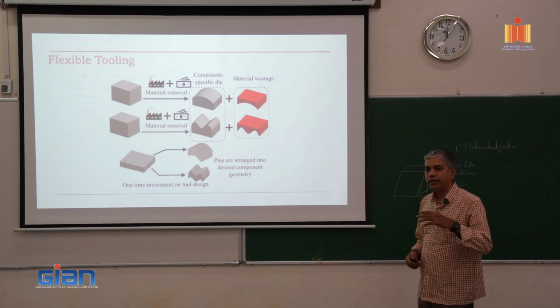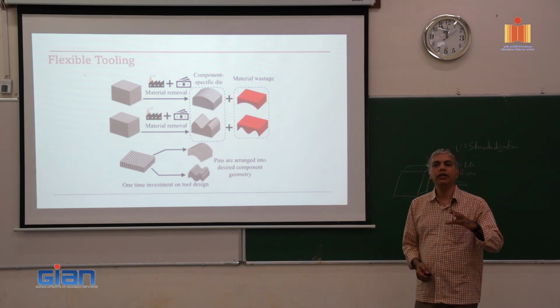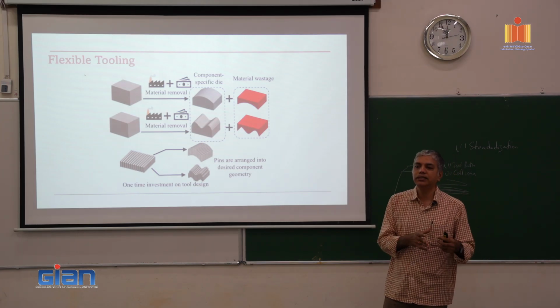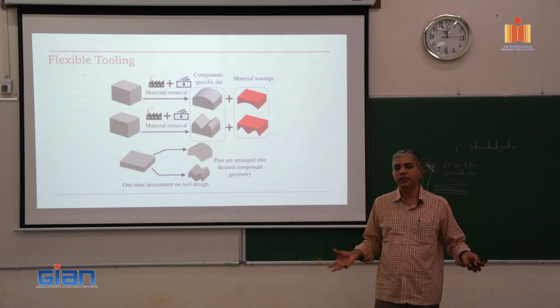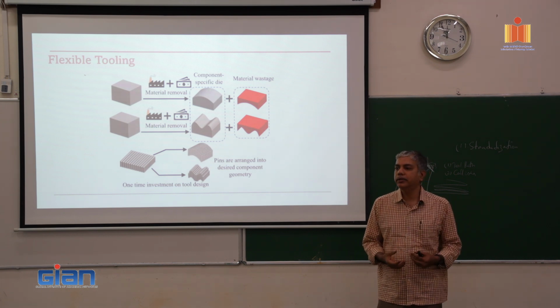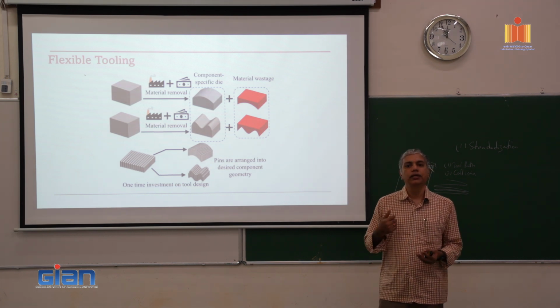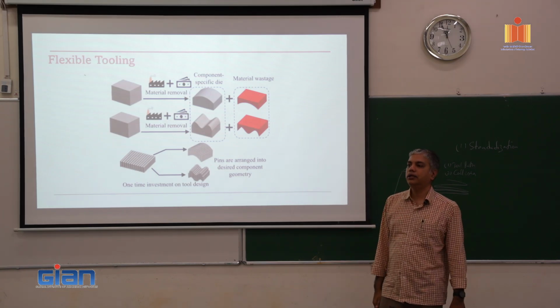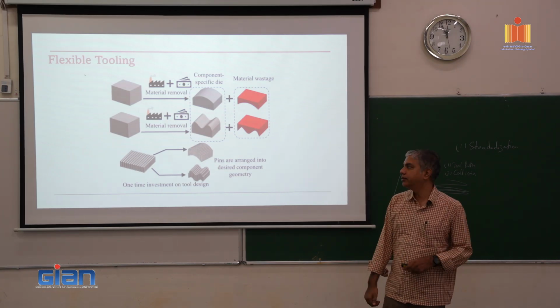Okay, but these days the number of components is reducing. So for example, if you are manufacturing some 10,000 stampings, some 20,000 stampings, it makes sense. But if you are looking at only 3 components, 5 components, then dedicated tooling may not be a very efficient way of doing it.